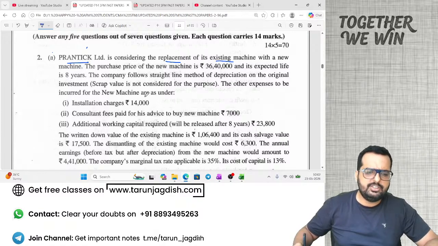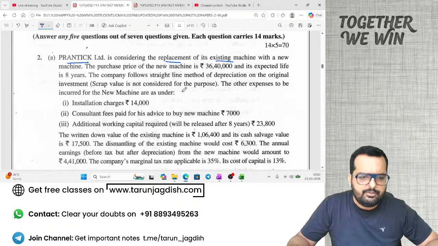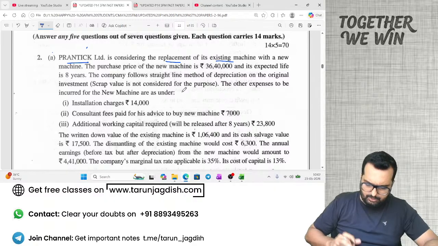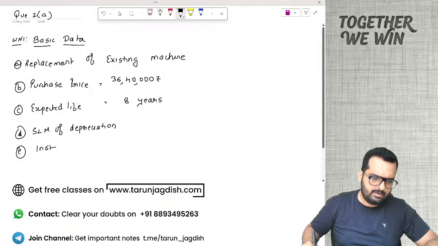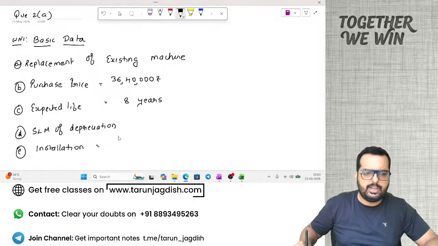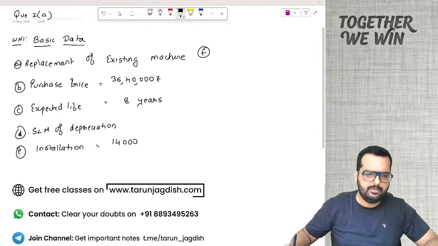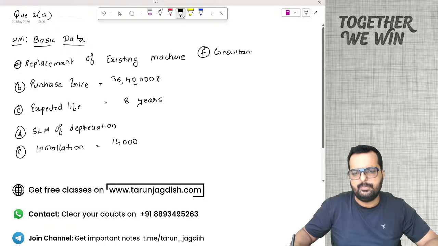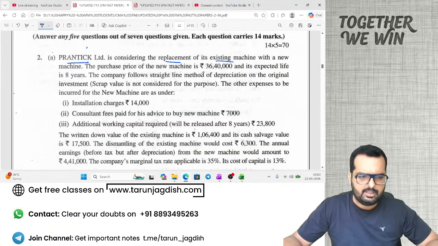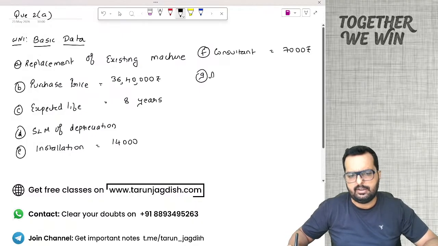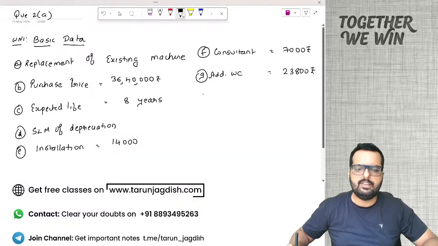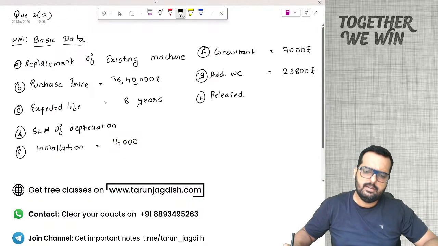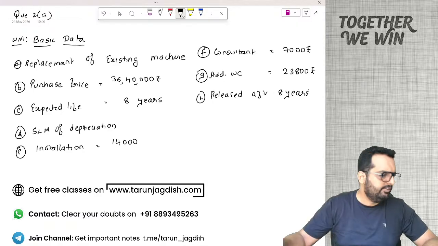Other expenses are given below. Installation charge 14,000. Consultant fees paid for his advice to buy the new machine. That's also a part of the initial cost. Additional working capital. Installation, you get the answer as 14,000. Then you have consultant fee. Consultant fee is turning out to be how much? It is turning out to be 7,000. And next one, additional working capital required 23,800 rupees. Now this is released after how many years? Released after 8 years. Everybody clear with this part now?